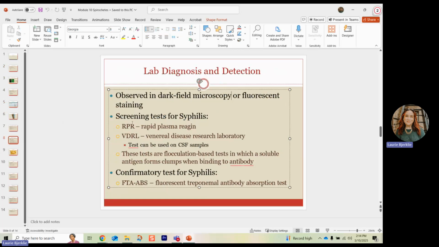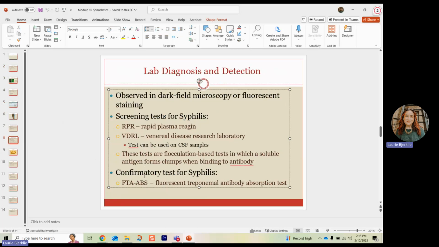So these are looking for what we call reagent antibodies. They are flocculation-based tests, or if you want to consider them, precipitation-based tests. Because again, if you've taken immunology or you are taking immunology, you've learned that precipitation-based is where you have a soluble something forming clumps. In this case, it's soluble antigen forming clumps and binding to that reagent antibody it's looking for. And then that would give a positive, and then they would confirm it.